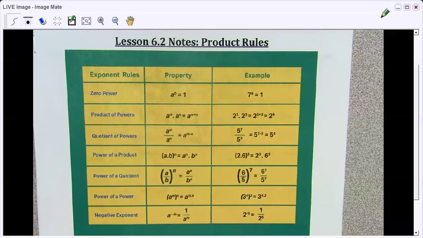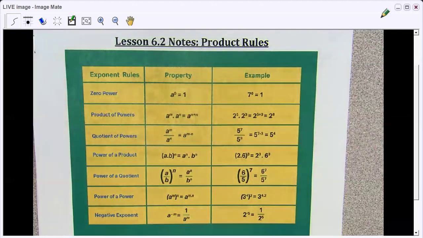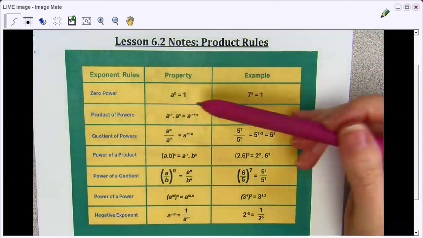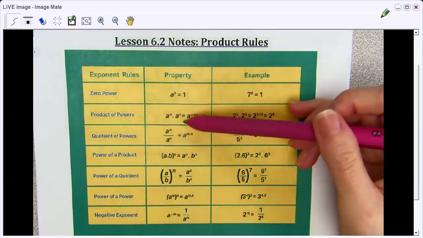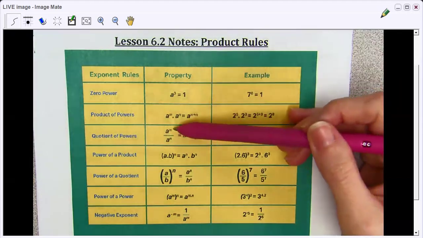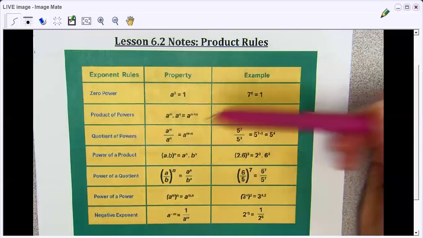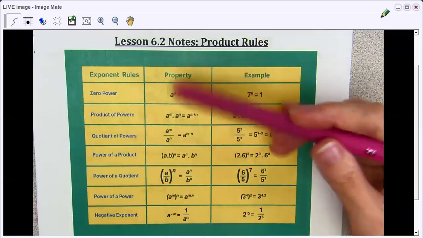Today we are learning about product rules. This is lesson 6.2, and we have already talked about some of these. We talked about zero power, where anything raised to the power of zero is one. We talked about when we multiply same bases with exponents that you can add those exponents. We talked about when you divide same bases with exponents, you can subtract the exponents.